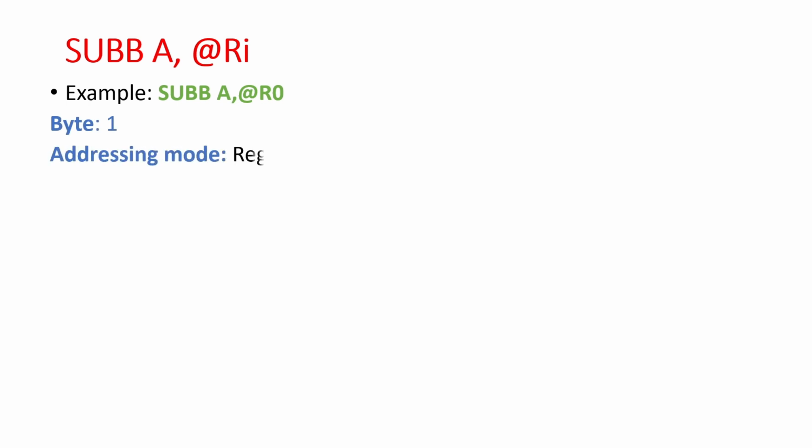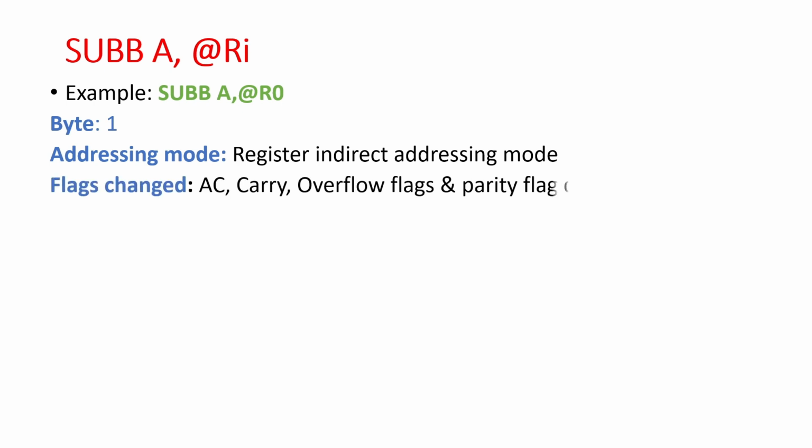Now see the next instruction, SUBB A, @Ri. Example is SUBB A, @R0. This is the 1-byte instruction. Addressing mode is register indirect addressing mode. Flags changes, auxiliary carry, carry, overflow and parity flags are changed.